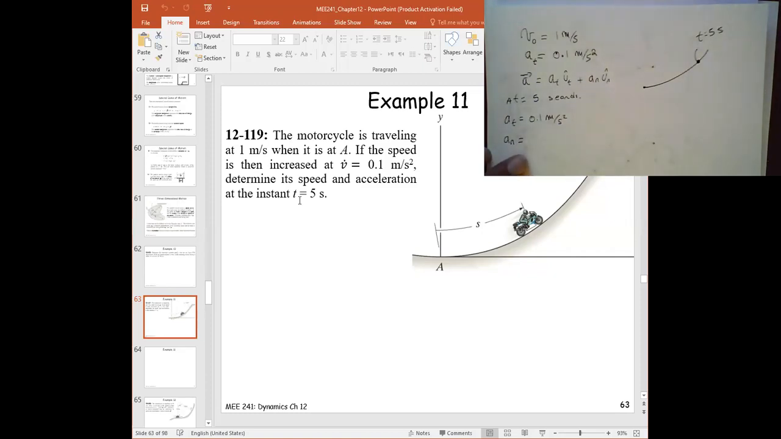We should calculate V squared over R. V squared. What V? Is it V0 squared? No, V at t equals 5. Exactly. So it's going to be V at 5. So we're going to index it like that, right? So V of 5 divided by what?